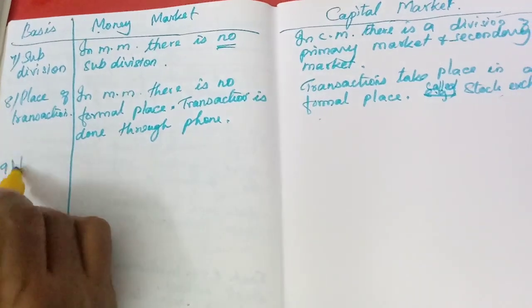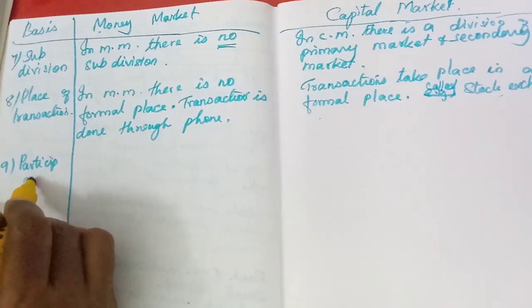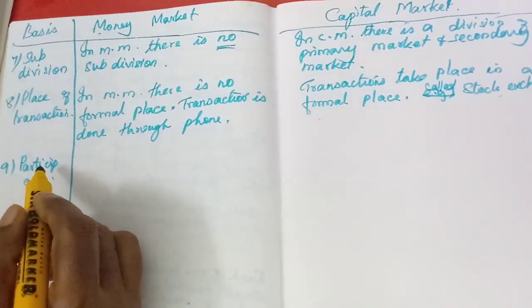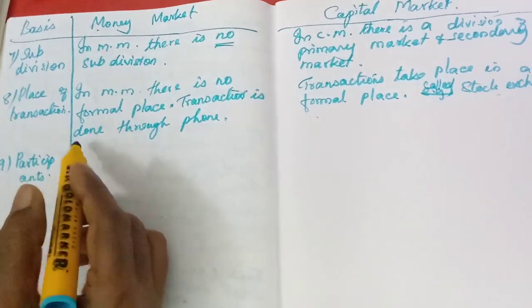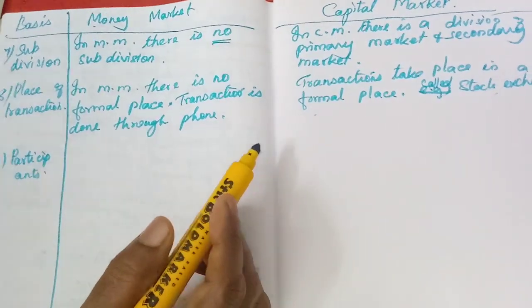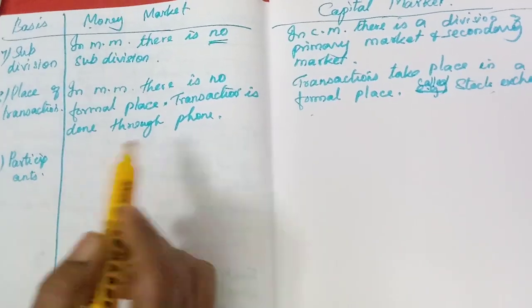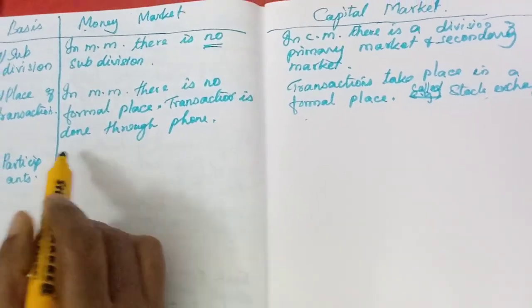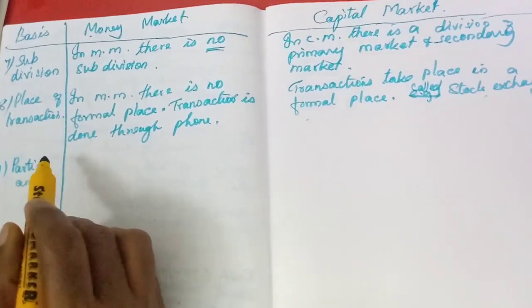Participants. Who are the participants? In participants we studied, isn't it? In the capital market, the participants will be the brokers, jobbers, we studied, isn't it? You are going to study the stock exchange in detail. So here any middlemen are the participants.